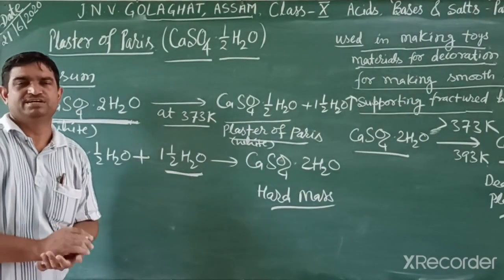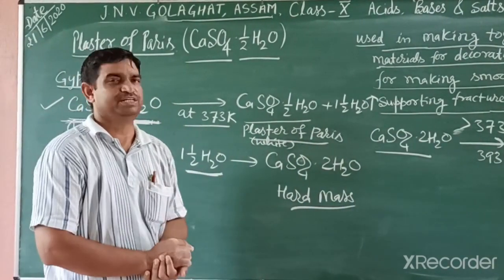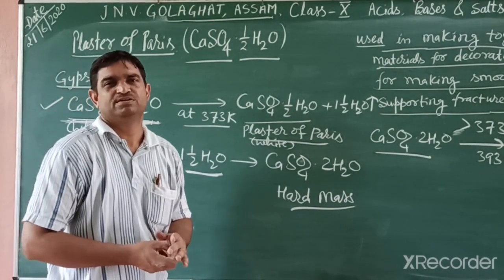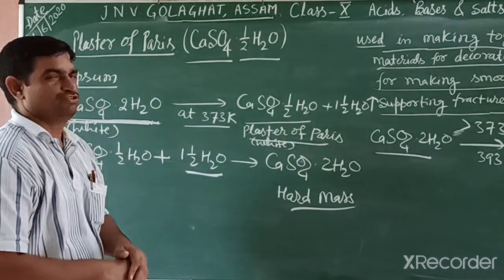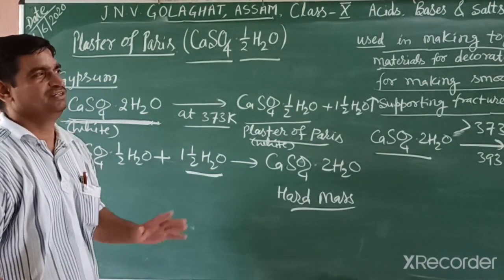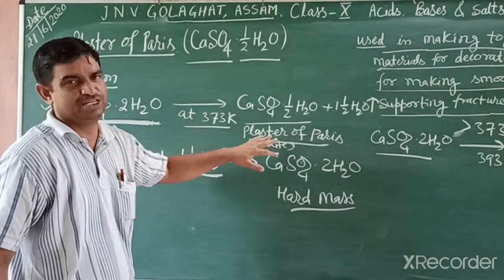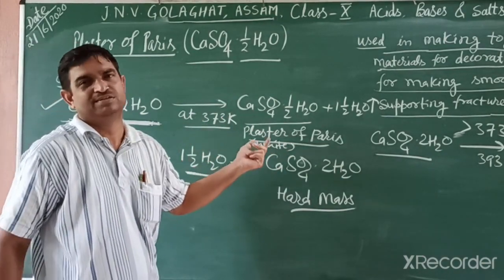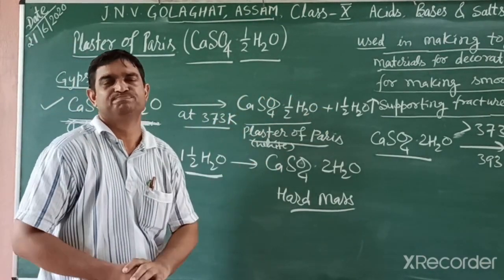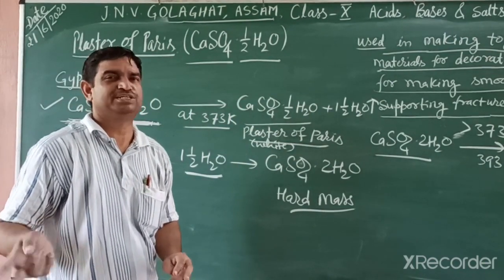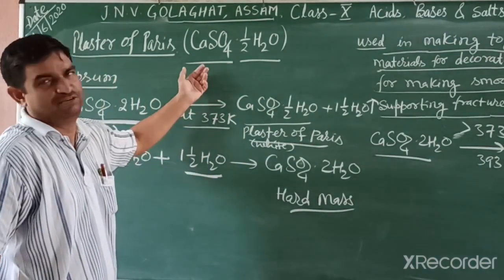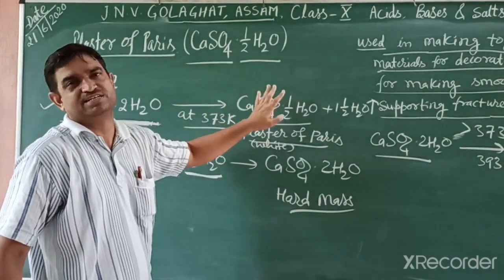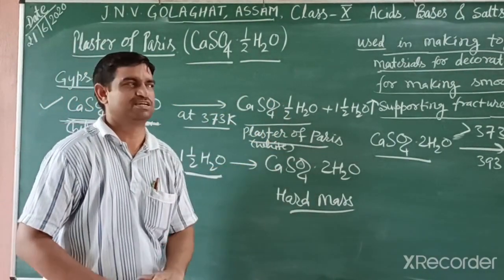So in this way, all our salts are finished: bleaching powder, washing soda, baking soda, and plaster of Paris. These are four different salts and their uses. You should remember only the method of preparation and at least 2-3 uses. If you revise 2-3 times, you can easily remember their chemical formulas and chemical names also, like calcium sulfate hemihydrate, baking soda, washing soda.